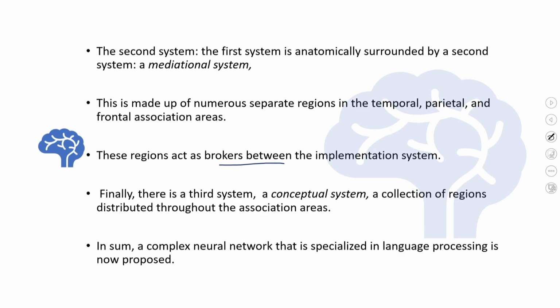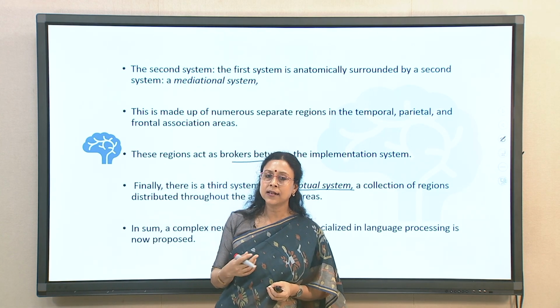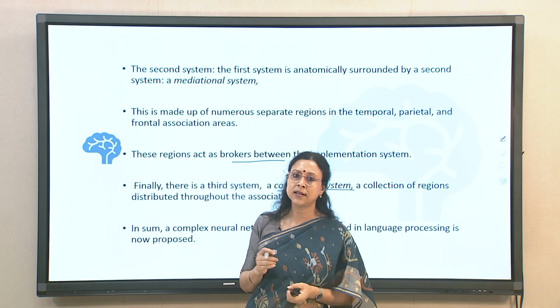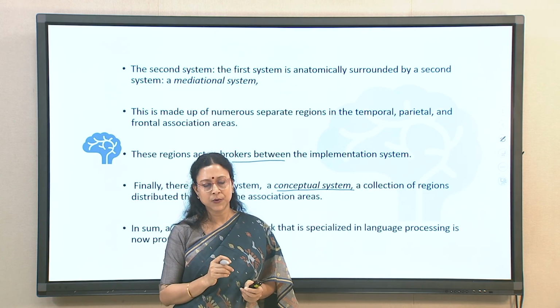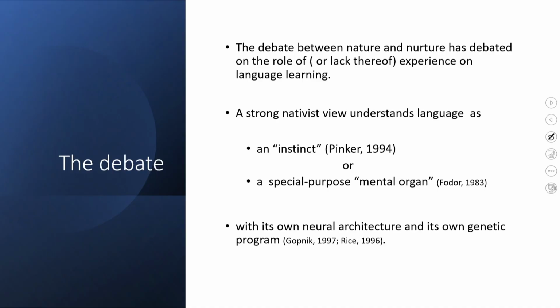Finally, there is a third system, which is a conceptual system, which is a collection of regions distributed throughout the association areas. So, basically what it means is that of course, this is a simplified version of the theory. I have simplified the whole thing, but the idea is that language functions are distributed throughout the brain, and the areas, as we understand them today, are much bigger and much more complex and diverse as opposed to the classical area. So, a complex neural network that is specialized in language processing is what is now proposed. So, this is the crux of the matter as far as the language areas in the brain go.